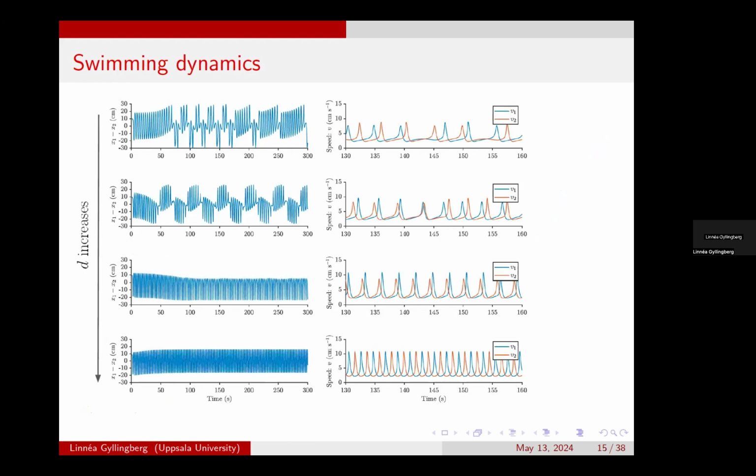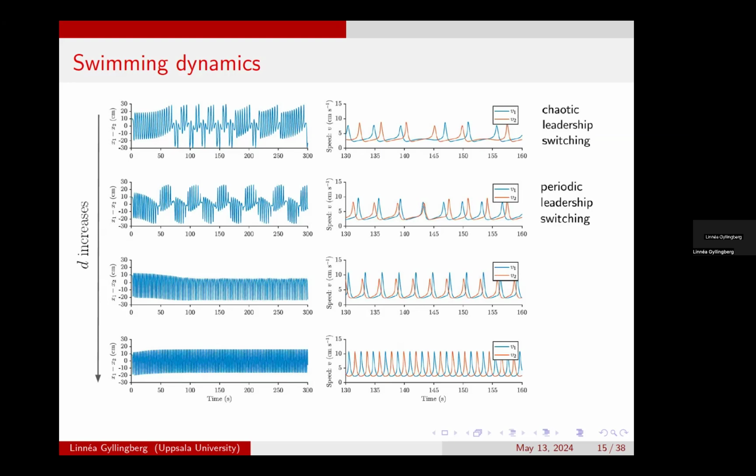So here we see the distance between the 2 fish as a function of time, and this is the speed of fish 1 and fish 2. And we get 4 types of swimming dynamics. So we get this chaotic leadership switching, meaning that the fish will move like this, go back and forth, and then one will be the leader, and after a while they will switch and the other one will be the leader. And they do this chaotically.